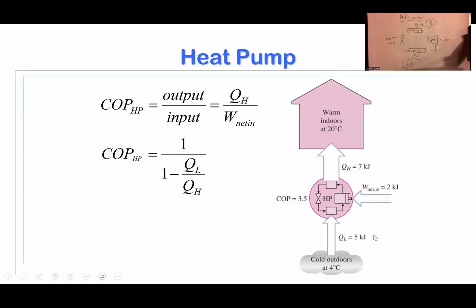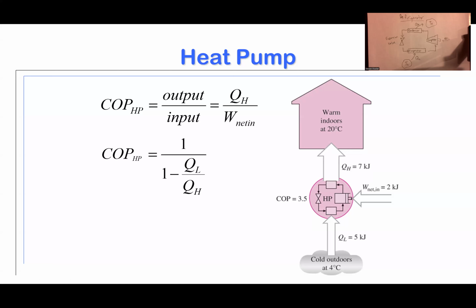And what I'm going to do is remove 5 kilojoules of heat from the cold outside air, and I'm going to combine that with the 2 kilojoules of electricity. I'm going to put all 7 kilojoules of this together and pump it into the house, just by basically running a refrigeration cycle in reverse, so to speak, or at least repurposing it. So it's kind of a nice, effective way of doing it.